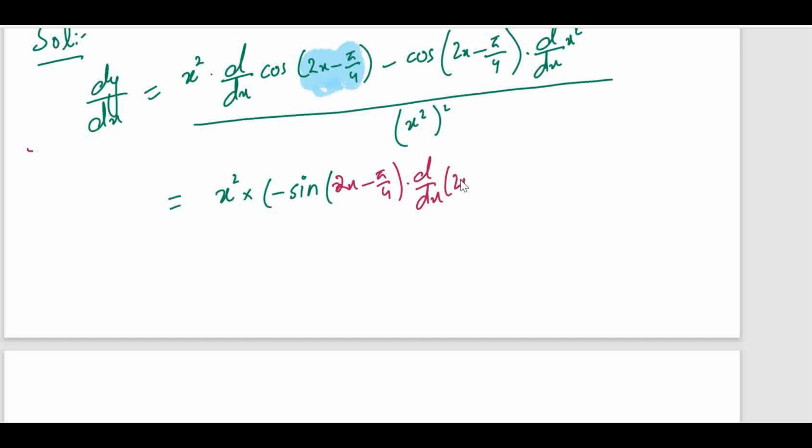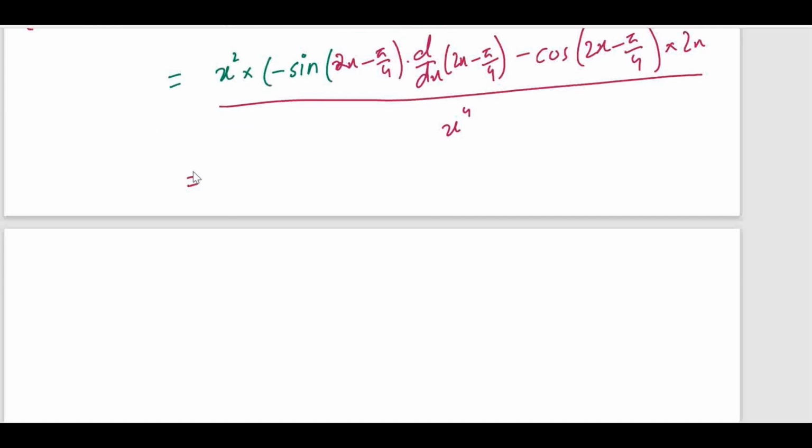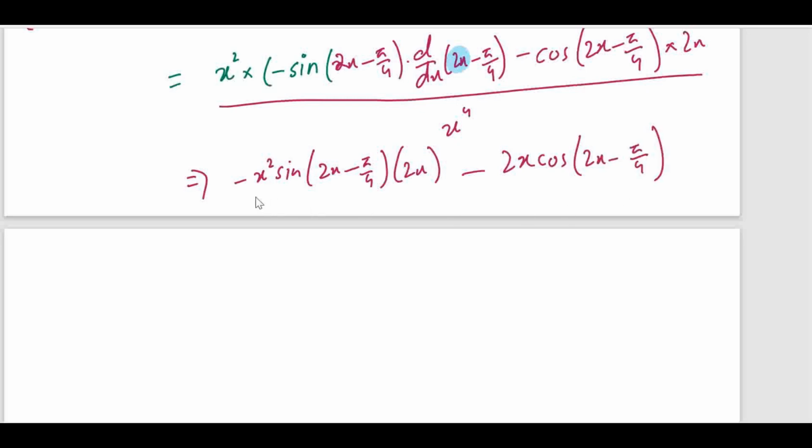No need to write this, it is just for the sake of understanding. Minus cos of (2x minus pi by 4) and the derivative of this thing will be 2x, whole divided by x power 4. Now this will be equal to minus x square sine of (2x minus pi by 4). The derivative of this portion is 2, and the derivative of minus pi by 4 will be 0. So we can directly write minus 2x cos of (2x minus pi by 4) whole divided by x power 4.